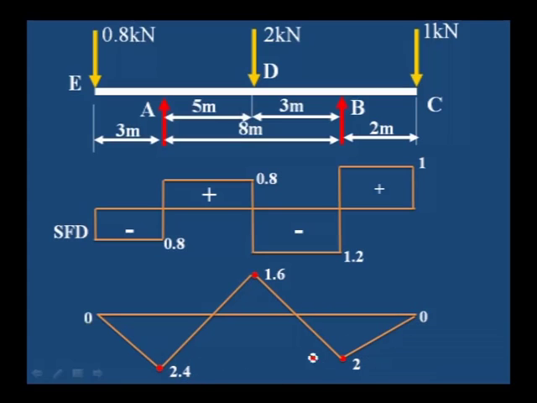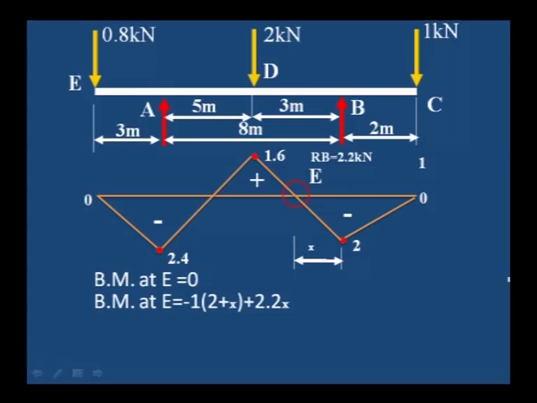You can observe here two places where bending moment changes its sign. We have to find the point of contraflexure at the two points. On one side we can mark the x distance from E to the B point and take the moment about E of all the loads. We will get the point of contraflexure at a distance of 1.6 from the B point.